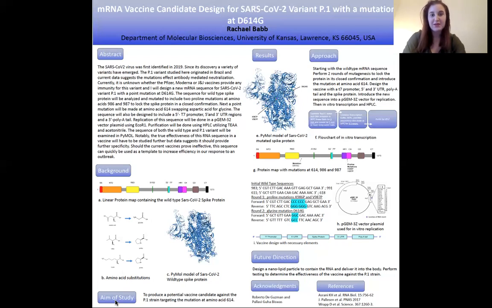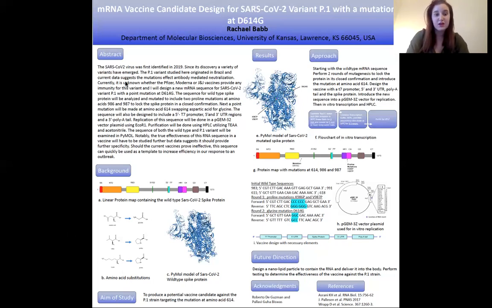Hi everyone, my name is Rachel Babb, and today I will be showing you the poster I've made over the past semester. I was looking at designing an mRNA vaccine candidate for SARS-CoV-2, specifically looking at variant P.1 with a mutation located at amino acid 614 of the spike protein.